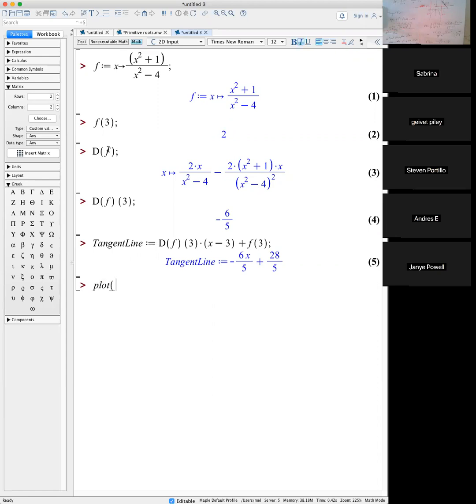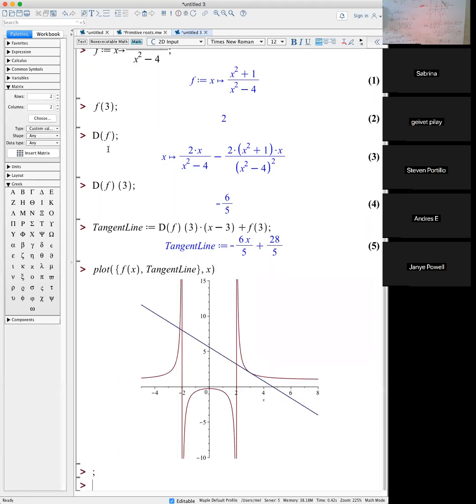So if I want to plot two things on the same curve, so when I'm plotting two functions, I have to put them in curly brackets. One of the functions is f of x, and the other is tangent line, curly bracket, x. I'll modify this in a moment, but let's see what we get. Oh, wow. Looks pretty good. Actually, it's just the kind of picture that I drew.